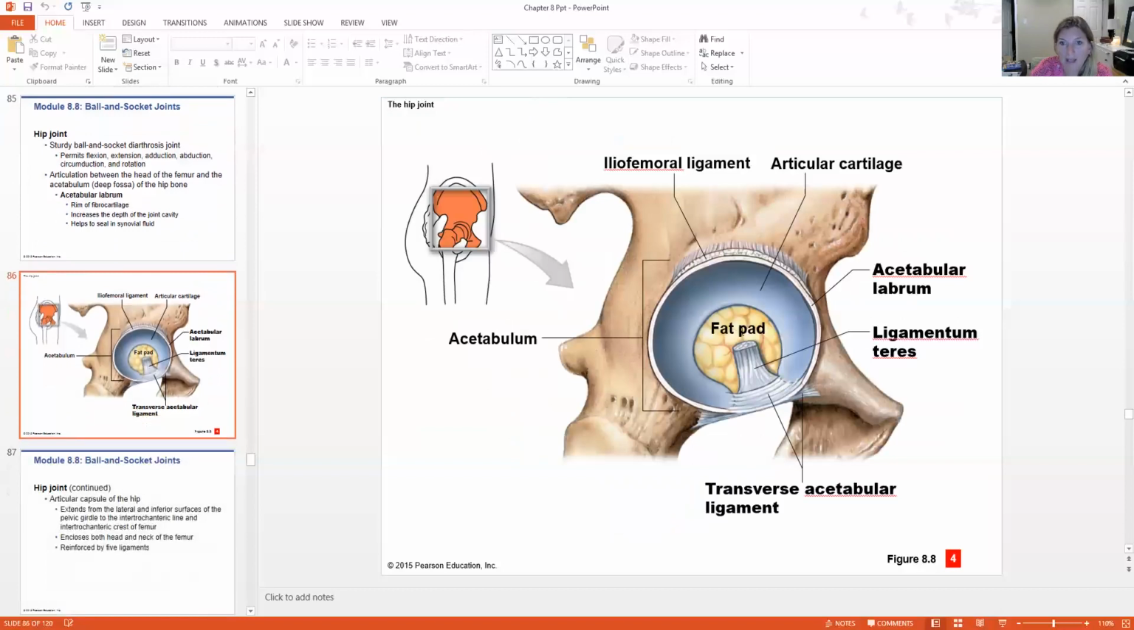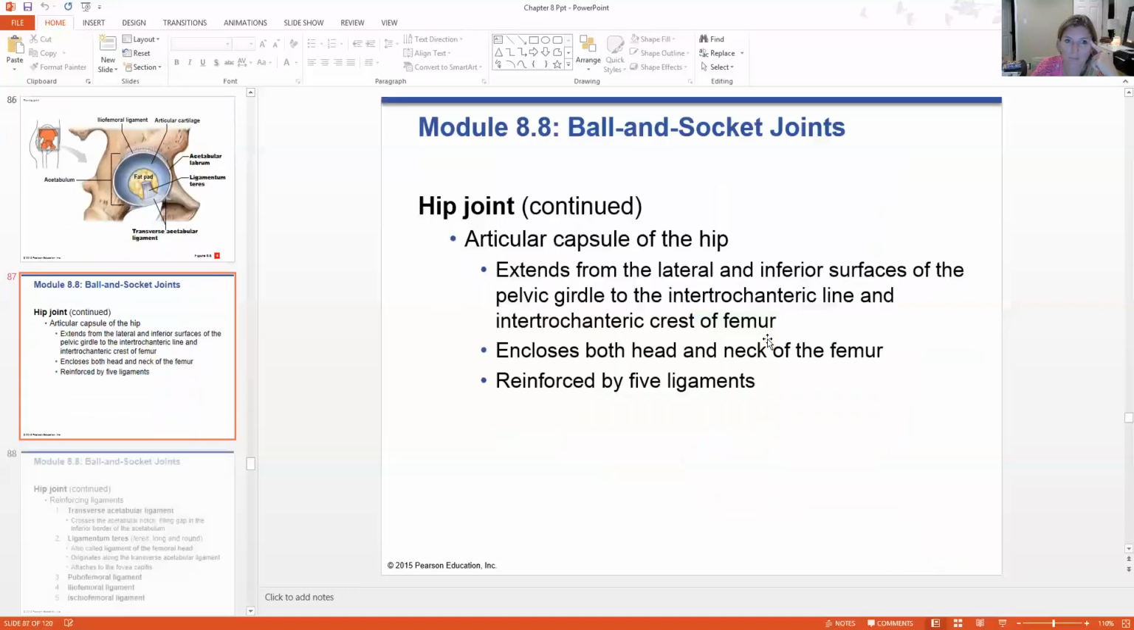Nice fat pad. The ligaments, same thing, named after where they go, what they're connecting. The only one that has a weird name that doesn't quite fit what it is or where it is, is the ligamentum teres. But all the other ones are pretty much straightforward. So just remember, ligamentum teres is the hip joint.